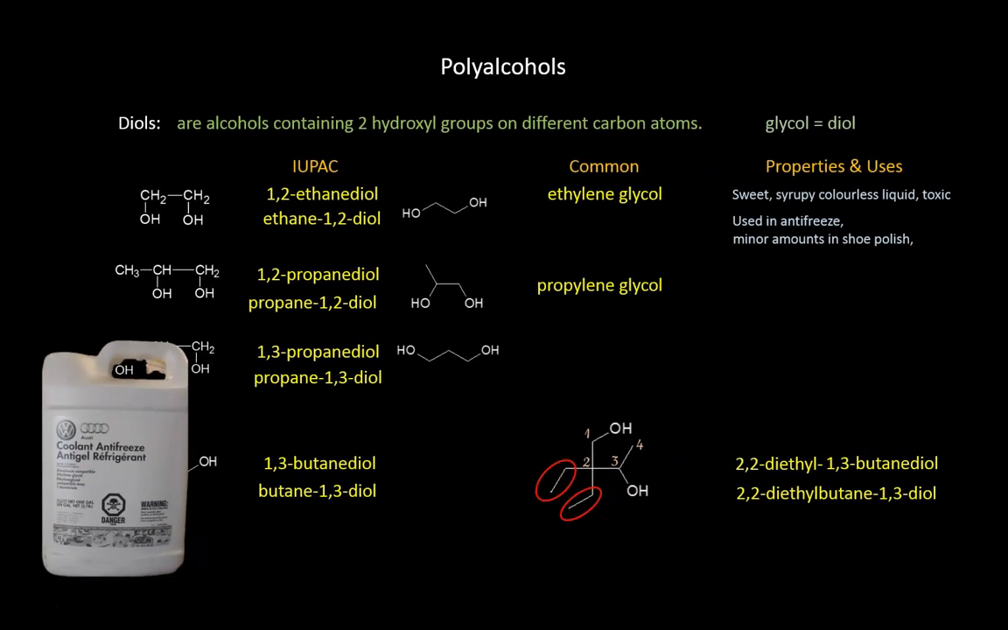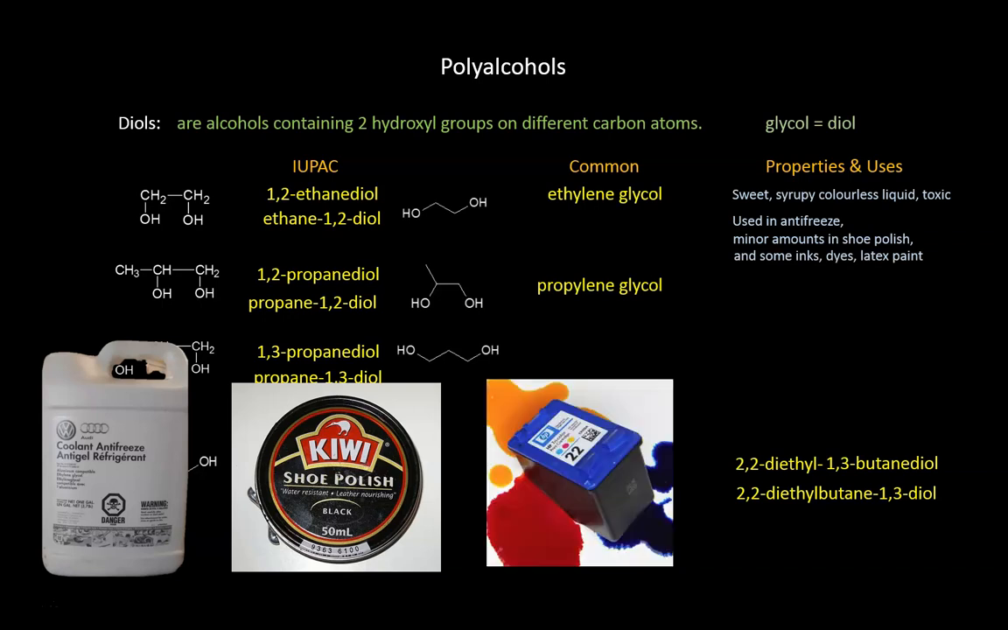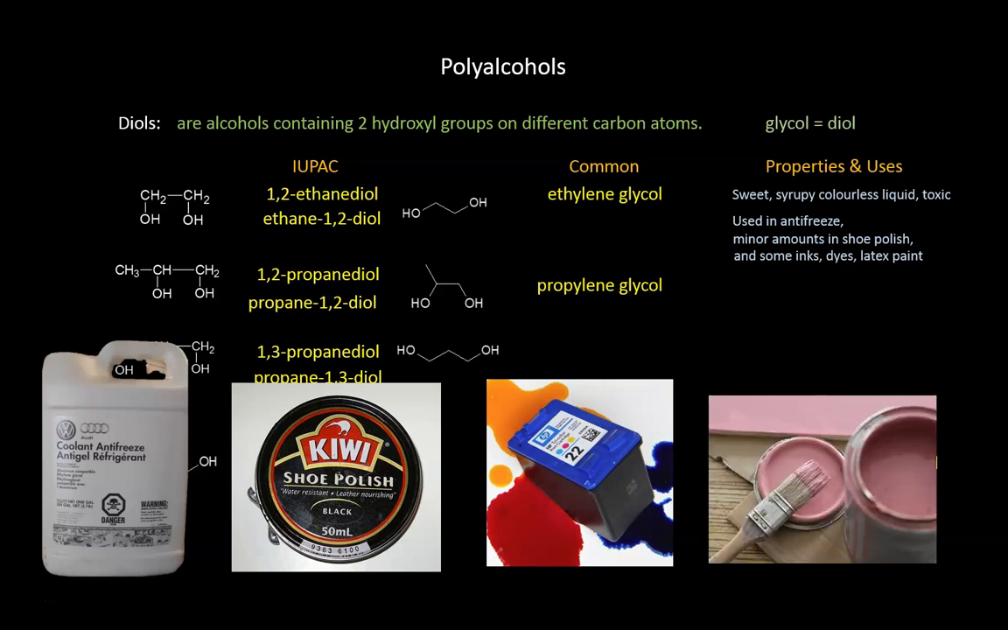Minor amounts are also found in shoe polish, some inks, dyes, and latex paint. Here's an ink cartridge. The ethylene glycol here keeps the color dyes in solution and also slows down evaporation, which prevents the nozzles from clogging. And here's an example of latex paint.